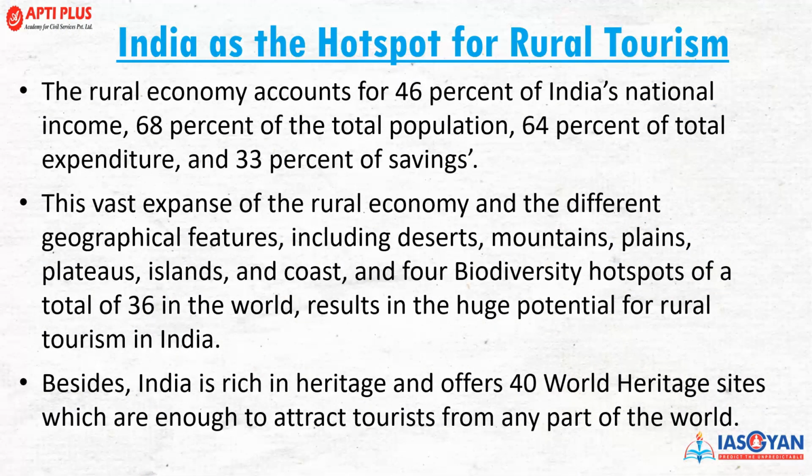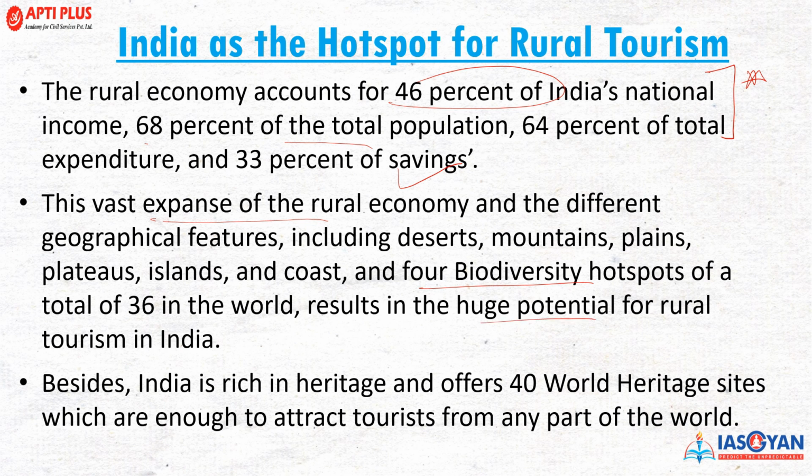Now, India as a hotspot for rural tourism. If we talk about the rural economy in India, it accounts for 46% of India's national income and 68% of the total population of India, 64% of the total expenditure and 33% of the total savings. So this is again very, very important data. You can take a note of this. Now, the vast expansion of the rural economy and the different geographical features include deserts, mountains, plains, plateaus, islands, coasts, and biodiversity hotspots, of which there are 36 in the world, including the huge potential of rural tourism in our country. Besides that, India has a rich heritage of over 40 World Heritage Sites that are enough to attract tourists from any part of the world.